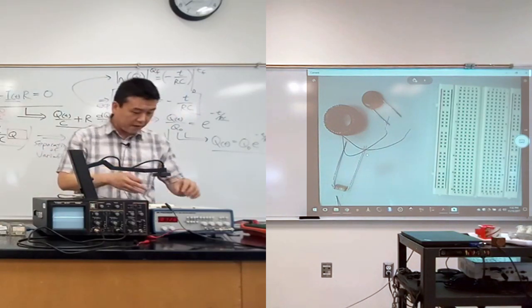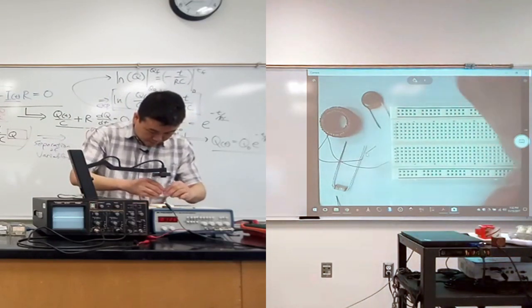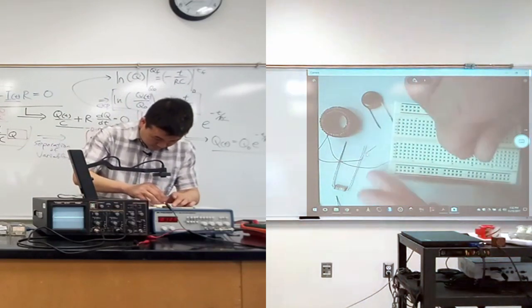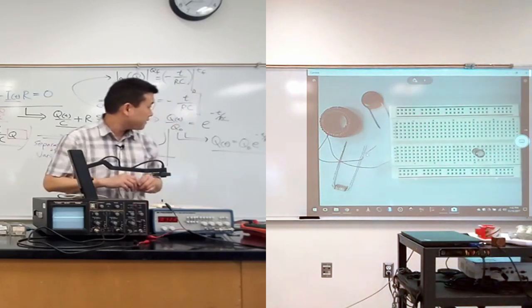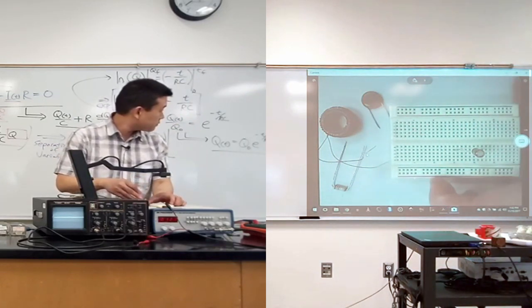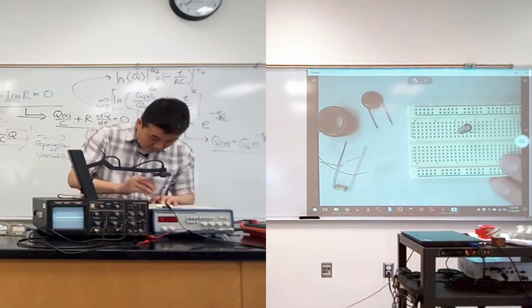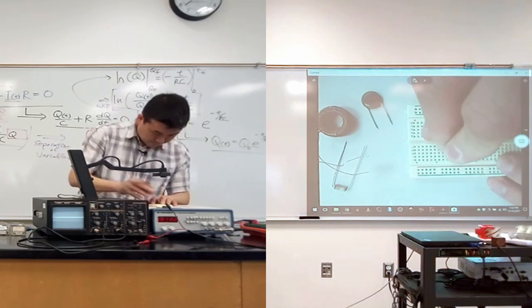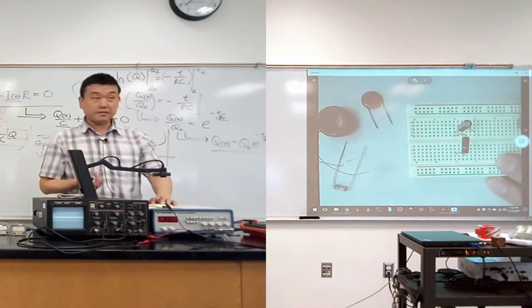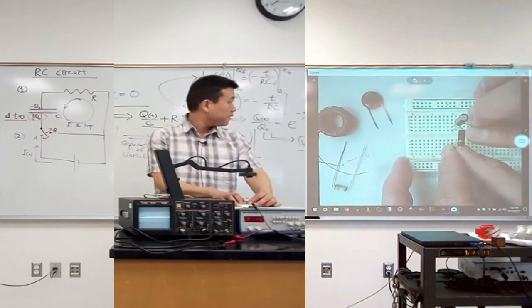So I'm going to build an RC circuit. Here's my capacitor. This is a 10 microfarad capacitor, and this is a 1 kilo ohm resistor. And this is an RC circuit, right? And I'm going to connect from one end to the other.